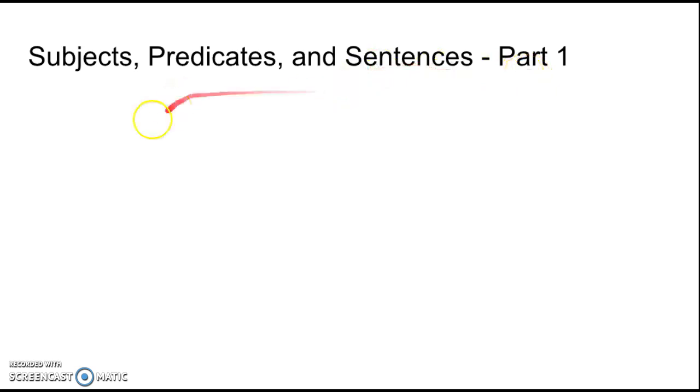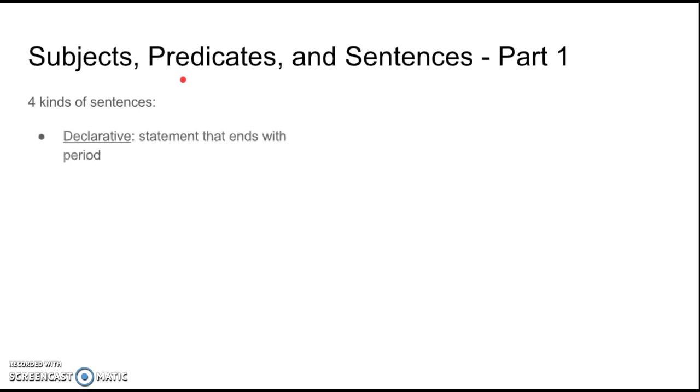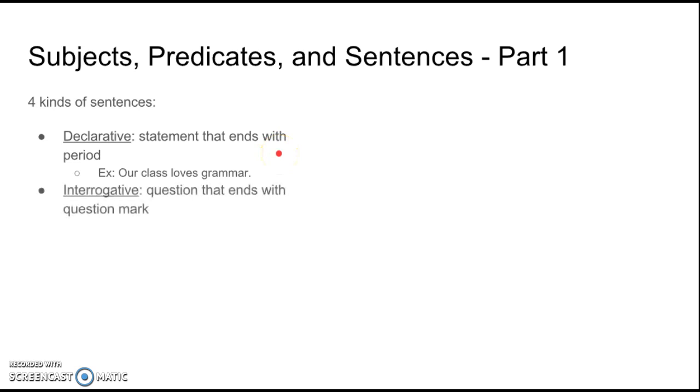Part 1. Let's start with the 4 different kinds of sentences. First, you have declarative. That's a statement that ends with a period. You can just say it's a statement. Example, our class loves grammar. Oh, by the way, if you see an underlined word, that probably means it's a vocab word that you should have in your notebook. Now, the second type of sentence is interrogative.